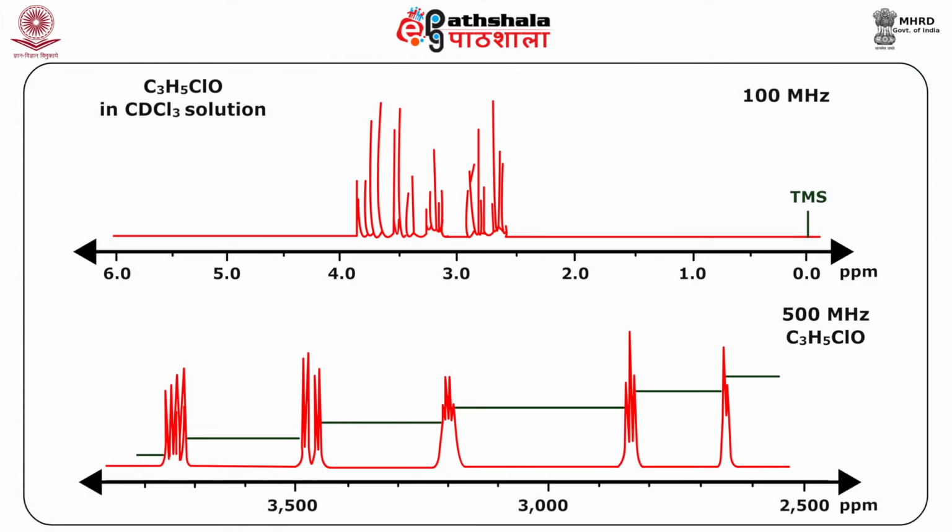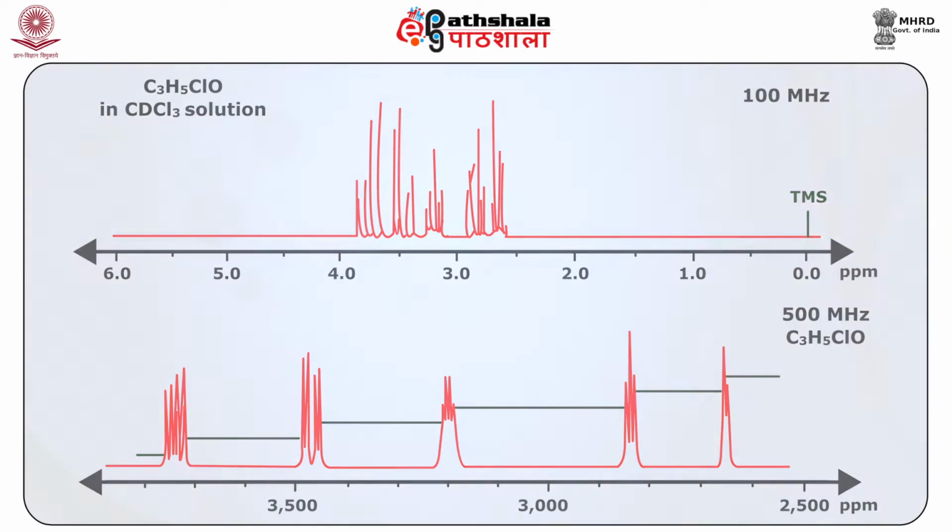In the figure which is given, I will discuss it. NMR spectra of C3H5ClO are shown at 100 and 500 MHz instruments respectively. It is clear that at high field strength, that is 500 MHz, the multiplets have larger separation, thus giving better resolution. Now you can see how the resolution changes and how the spectrum looks much better at 500 MHz than when it is done at 100 MHz.